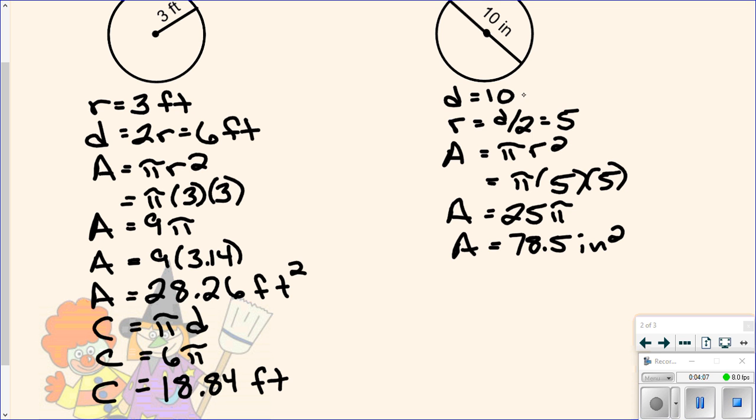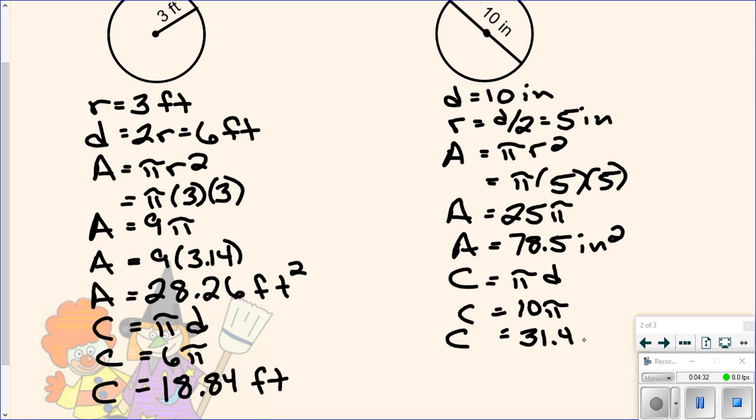The diameter up here, let me go ahead and add the units. That should have been inches. This should have been inches. Now for the circumference, we have pi times the diameter. So in terms of pi, that would be 10 times pi. And if we go ahead and multiply that out, we would get 31.4, and that's inches.